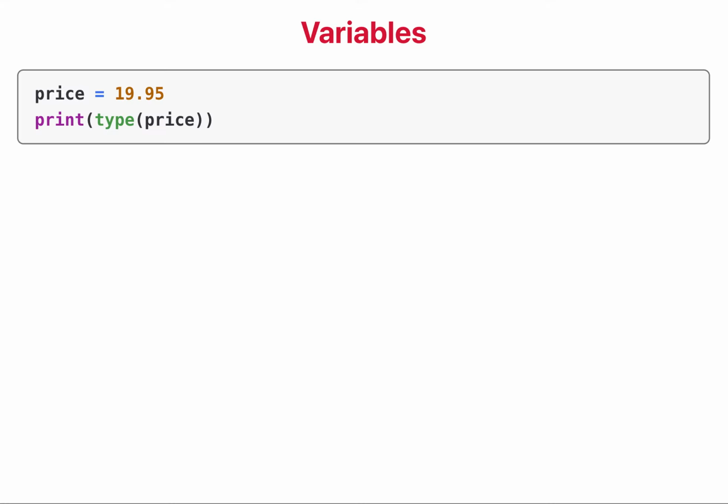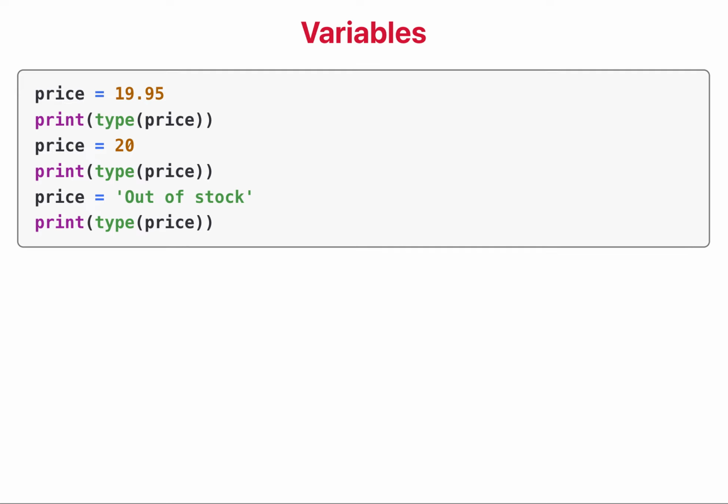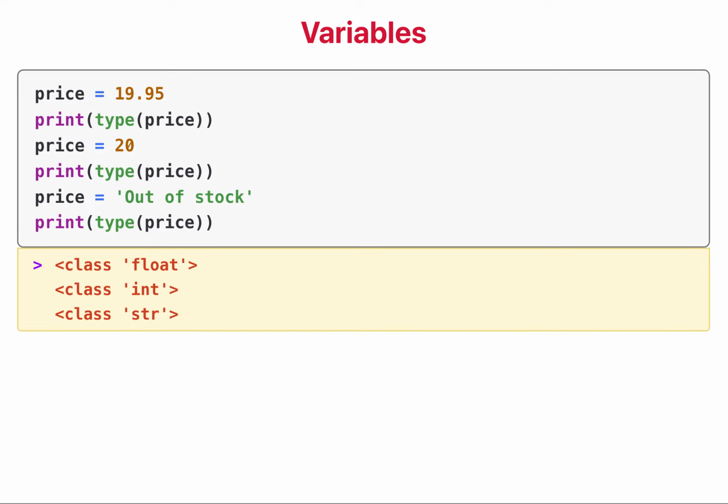Here, price is a variable containing a floating point number, and you can see that the type of the variable is float. Now, you can reassign the value of the price variable to an integer, say 20, and you could see that the type of the variable price is now changed to int. Similarly, if you reassign the price variable to a string, the type of the variable price now becomes string.